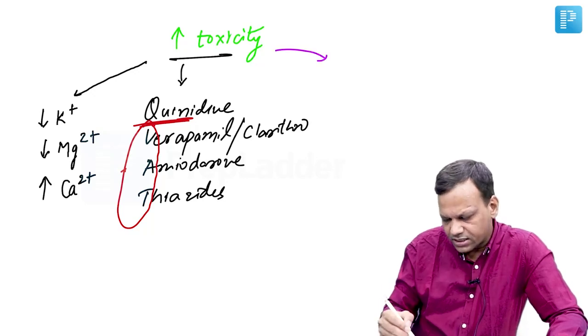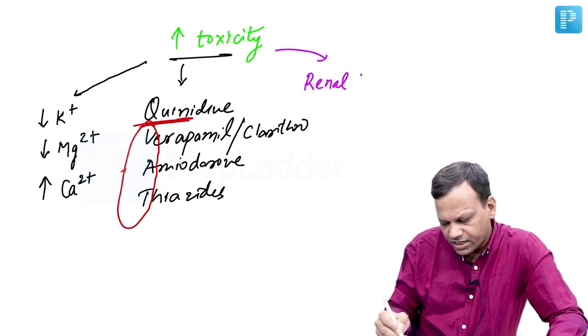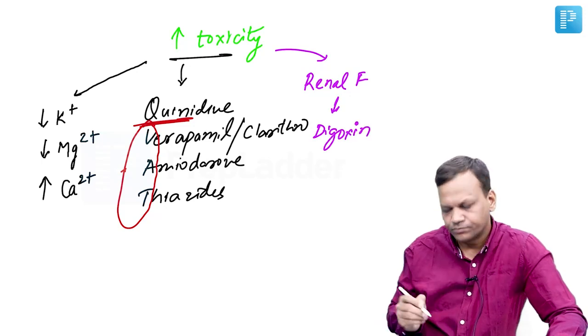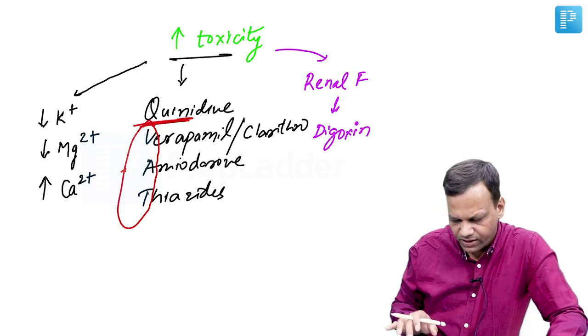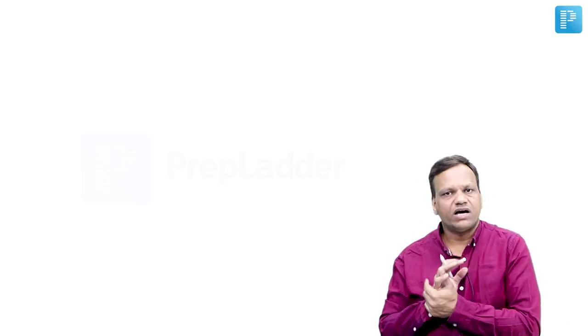And lastly, it is renal failure. In case of renal failure, digoxin becomes toxic. So digoxin toxicity can occur. Okay. Now, if toxicity occurs, what will happen? So there will be arrhythmias. The person will have nausea, vomiting, and then the person will have arrhythmias.